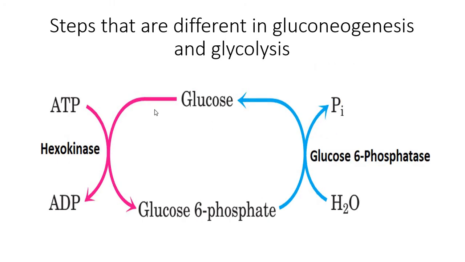And then this is the first step of glycolysis: glucose converts to glucose 6 phosphate with the enzyme hexokinase. And this is the last step of gluconeogenesis, where glucose 6 phosphate converts to glucose by removal of the phosphate. As I've already explained, glucose 6 phosphatase removes the phosphate group.